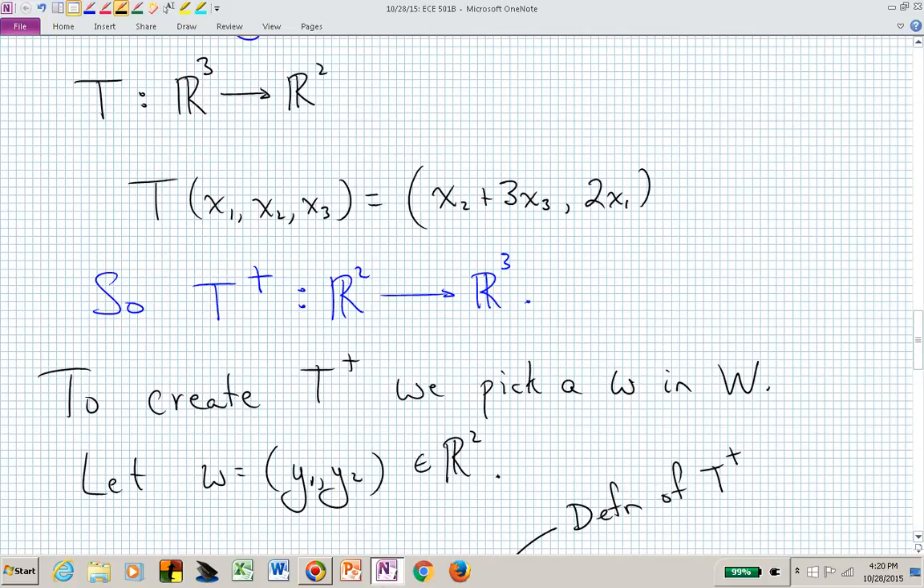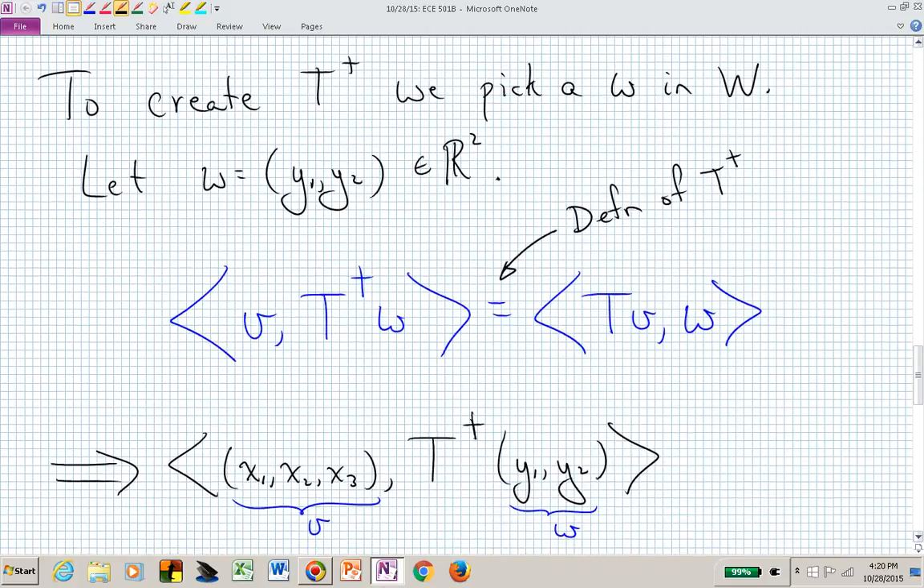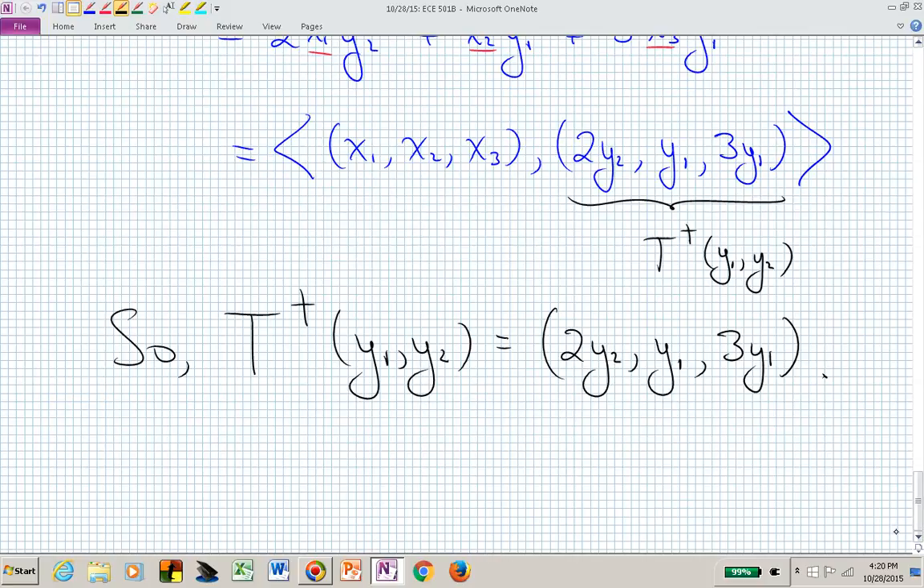And we did it by really just enforcing this relationship of equality between the two inner products. And that's what we ended up with. We knew that T dagger needed to go from R2 to R3. R2 is W, and now that maps into V, and V was in R3. And this is now our 3 vector.